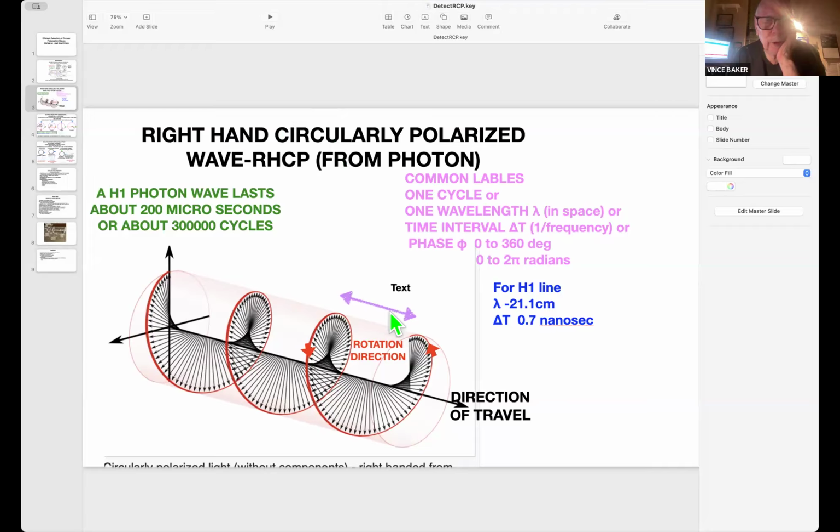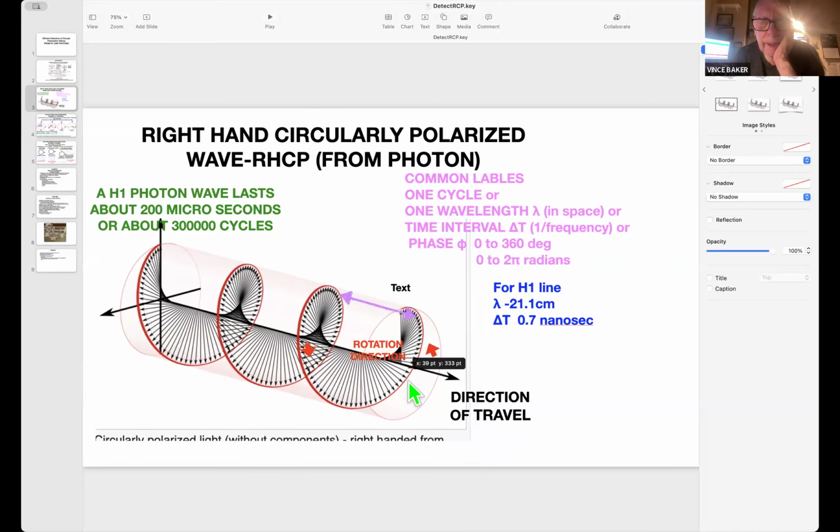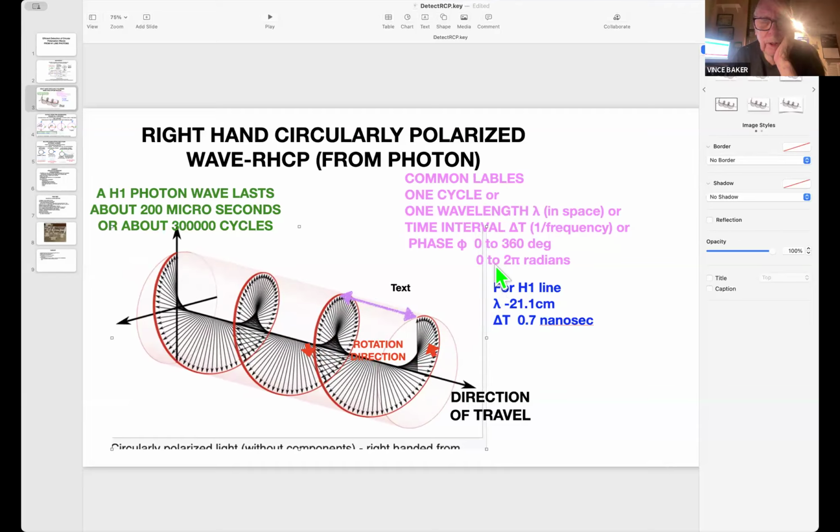Now, just watching this, here's one cycle. It can also be one wavelength, the distance between these two peaks, or the time interval, 1 over the frequency. The phase, 0 to 360, wraps around here and comes back. So it can be either 360 degrees or 2 pi radians. I'm going to use that.